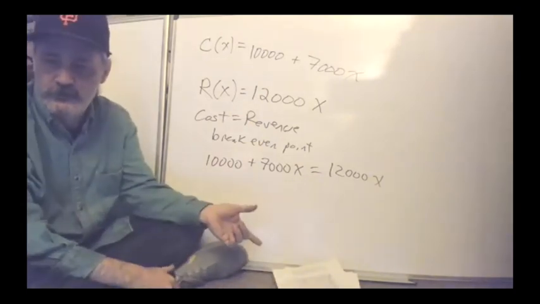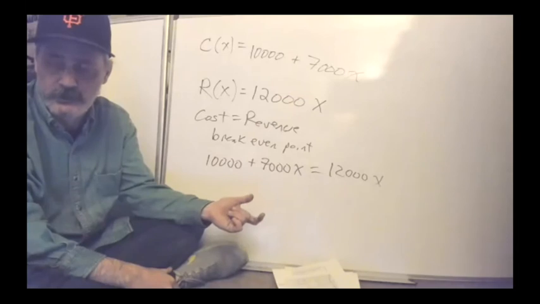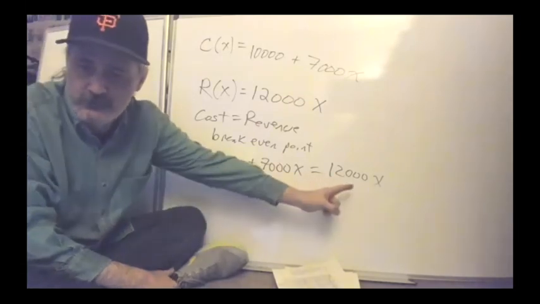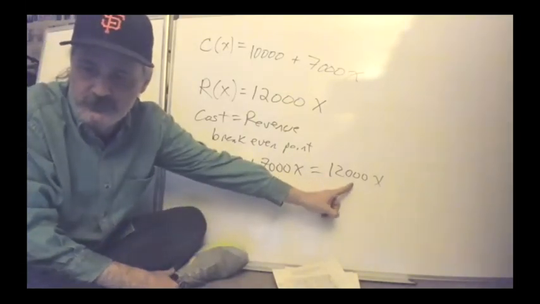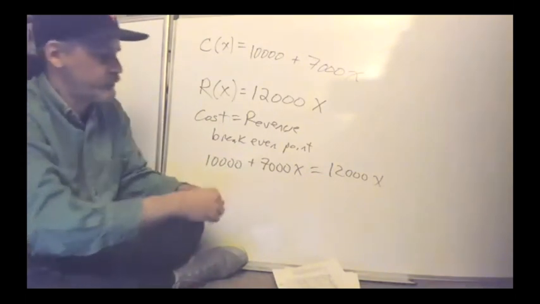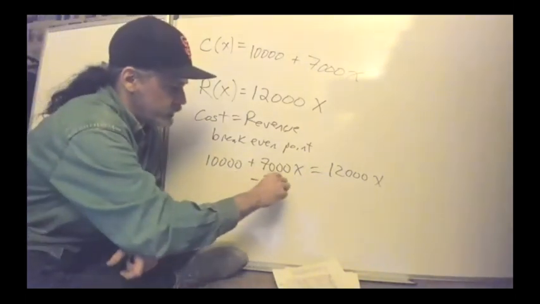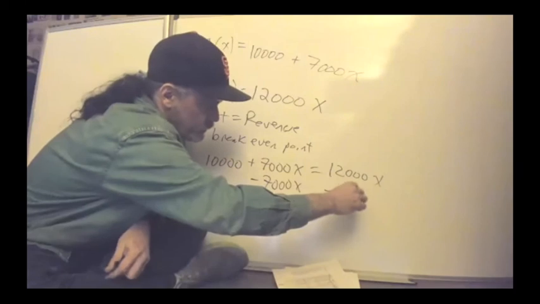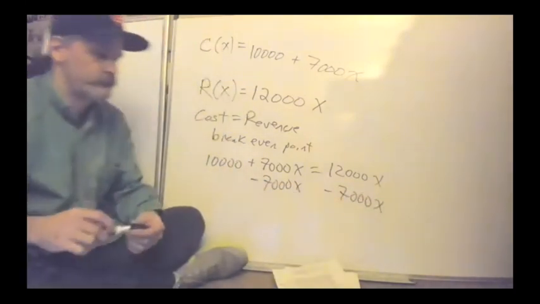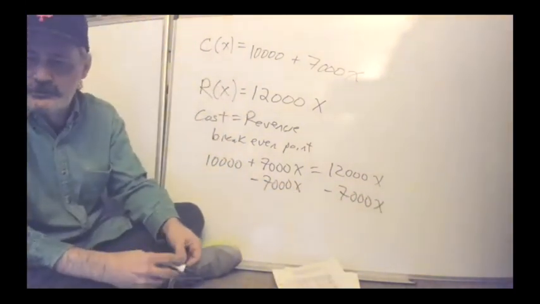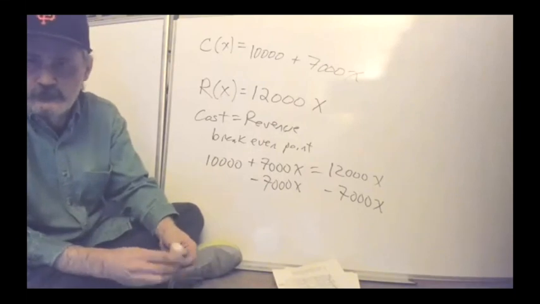Now, how do you solve this? Well, you got variables on both sides. So the 12,000 times X is by itself, so leave it there. Go over to the left side and then subtract 7,000X. Okay, and then the last step you would divide.